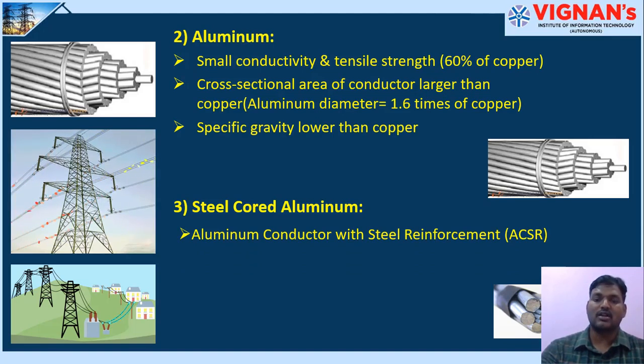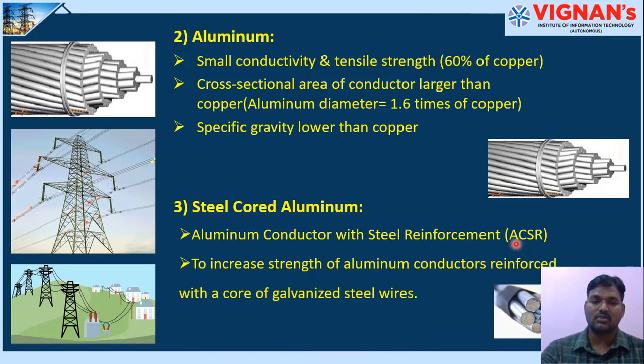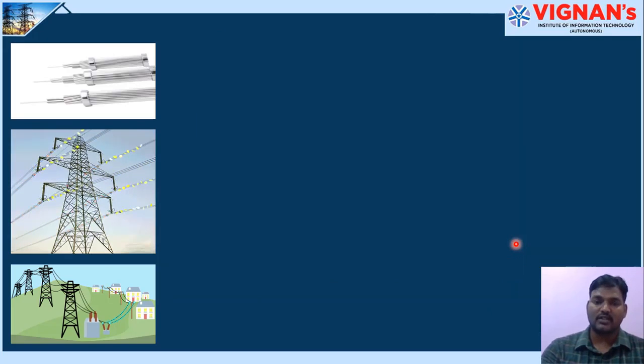Aluminum conductor with steel reinforced is ACSR, aluminum conductor with steel reinforcement. To increase the strength of aluminum conductor, the core is made of galvanized steel wires.